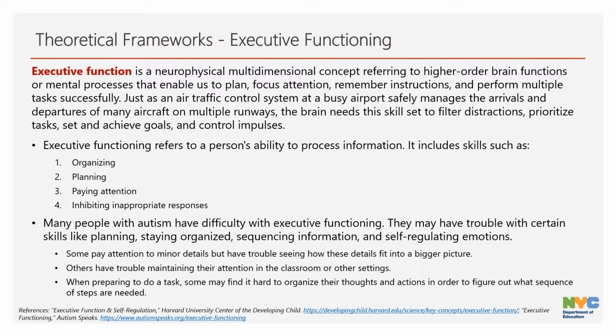It includes skills such as organizing, planning, paying attention, and inhibiting inappropriate responses. Many people with autism have difficulty with executive functioning. They may have trouble with certain skills like planning, staying organized, sequencing information, and self-regulating emotions. Some pay attention to minor details but have trouble seeing how these details fit into a bigger picture. Others have trouble maintaining their attention in the classroom or other settings. When preparing to do a task, some may find it hard to organize their thoughts and actions in order to figure out what sequence of steps are needed.